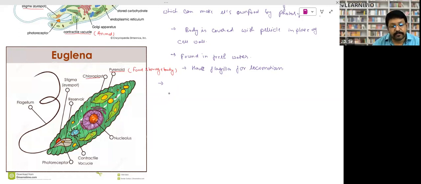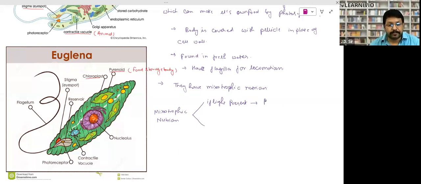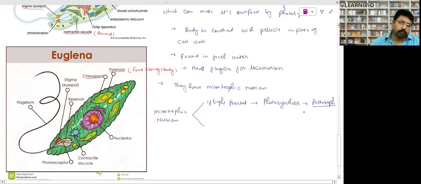One more important thing: what kind of nutrition do they have? They have mixotrophic nutrition. What is mixotrophic nutrition? Try to understand. In mixotrophic nutrition, they make their own food in the presence of light. If light is present, they will do photosynthesis and make their own food. So we call them autotroph. Autotrophs are those which make their own food.